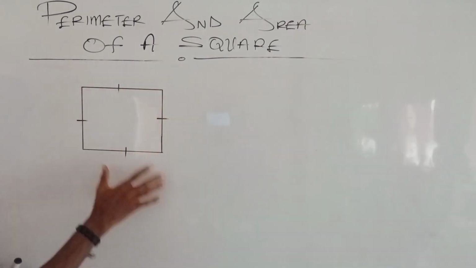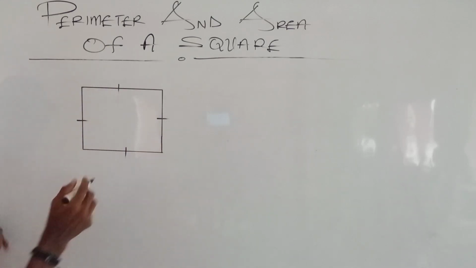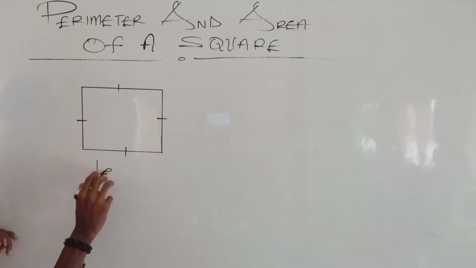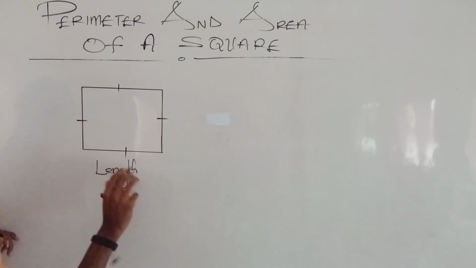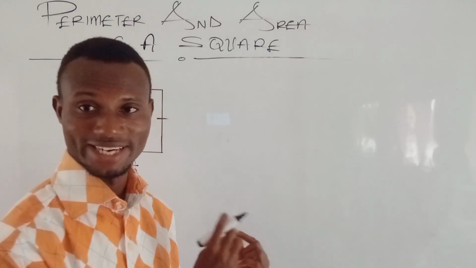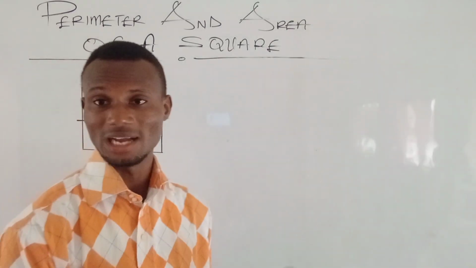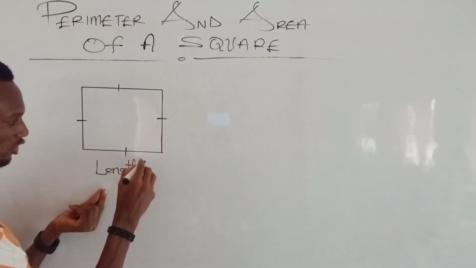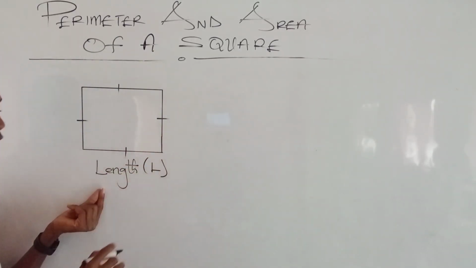Okay, in the case of this one, this is a square. So now if here is length, I'll label this place length, and I will use capital L to represent the length. Mostly we use capital L to represent the length. So this is length, then in brackets L. Please hope you are following.